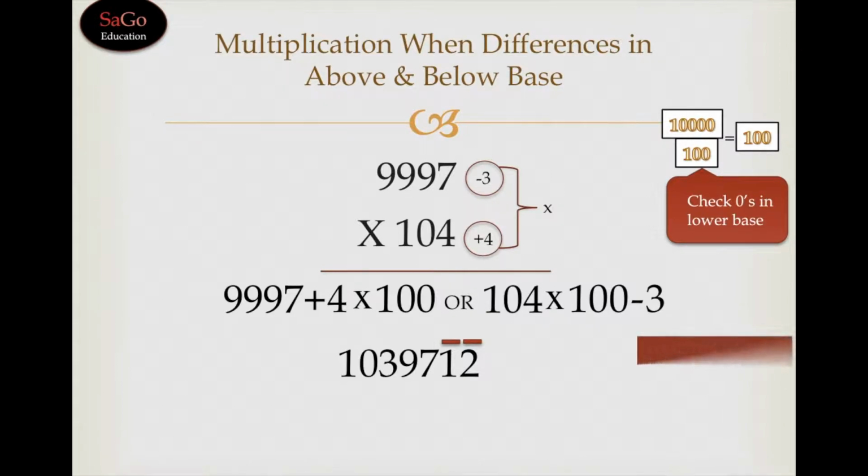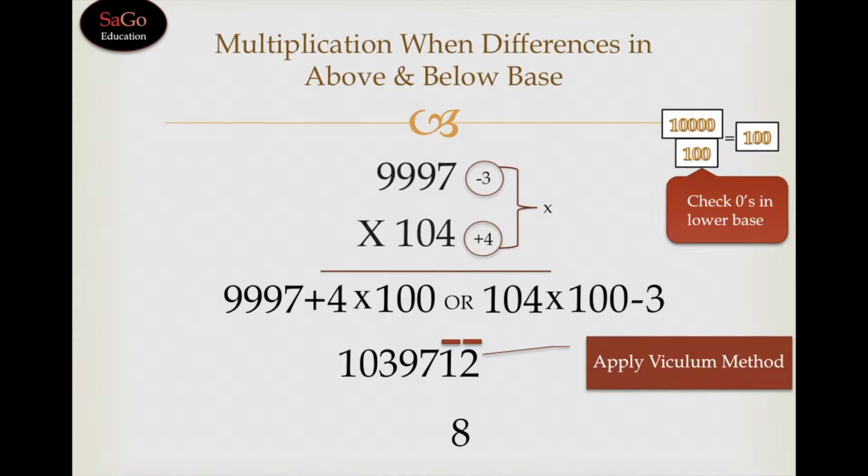Now we will apply Vinculum method to remove these bars. 10 minus 2 is 8, 9 minus 1 is 8, and take the predecessor of the other digits. 10397. Subtract 1 to get the predecessor. Our answer is 1039688. Viewers who has not watched our Vinculum method, please click on the I button to go through that particular video.